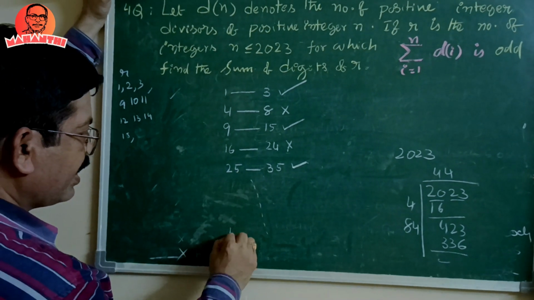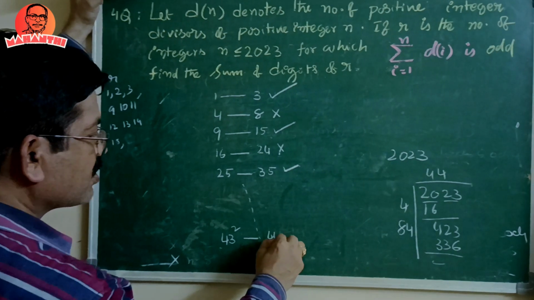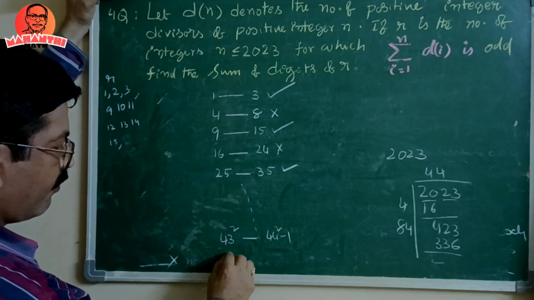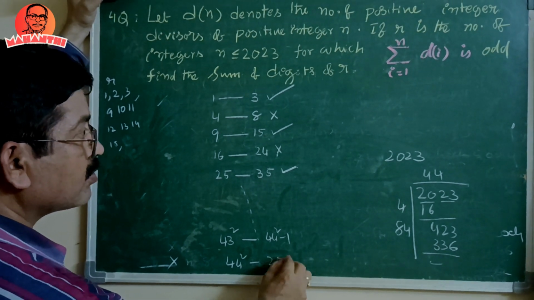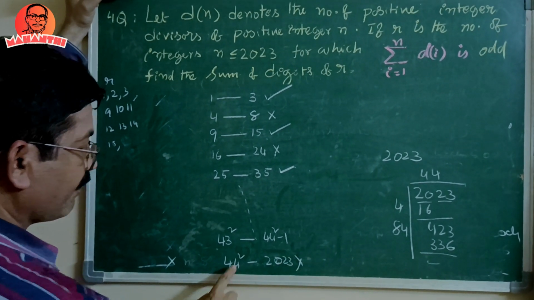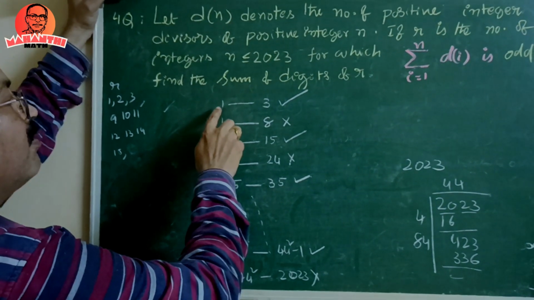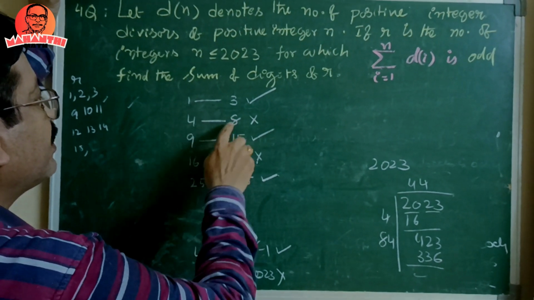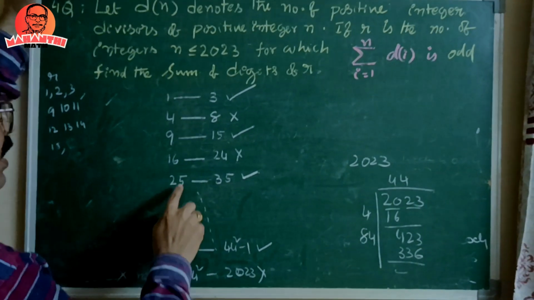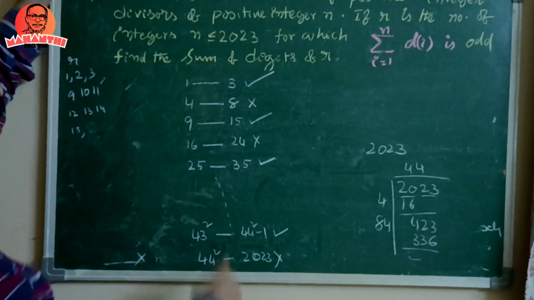So we have to take 43 square to 44 square minus 1, and 44 square to 2023. We should not take even perfect squares. This is an odd perfect square. So between 1 to 3 how many numbers are there? Between 4 to 8, 9 to 15 how many are there? 25 to 35 how many are there? Like that we have to count.